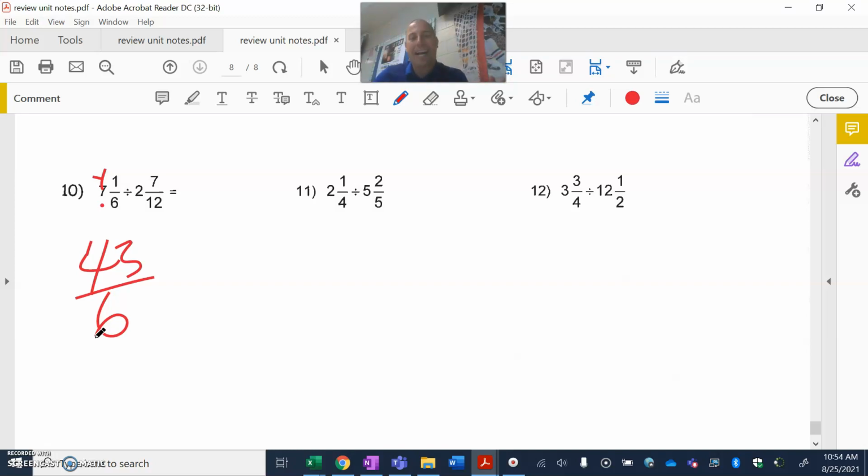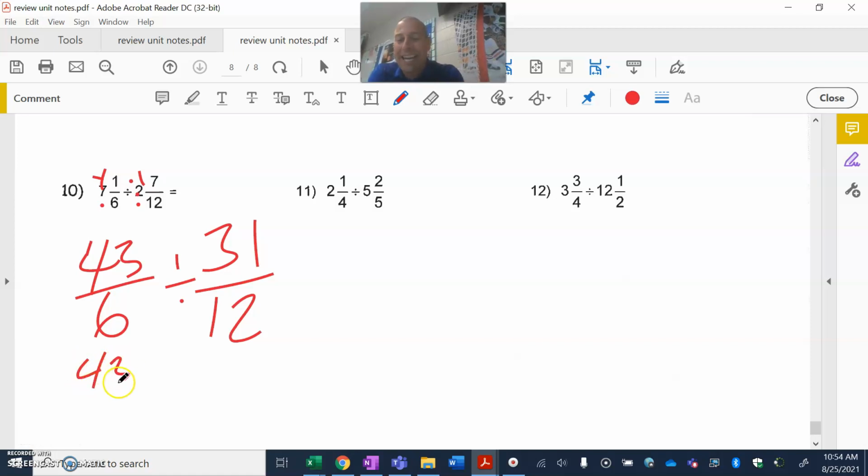All right, algorithm, let's speed things on up here. The 2 and the 7 twelfths. Multiply 12 times 2 is 24, plus the 7, 31. So I've got 31/12. Some of you are going to want to rewrite at that time. That's your choice. I choose not to. I'm going to rewrite it in the next step, 43/6 times 12/31.